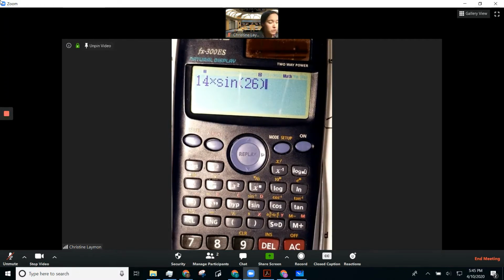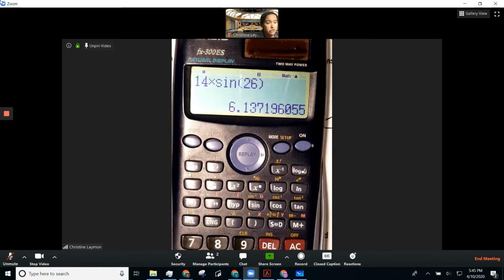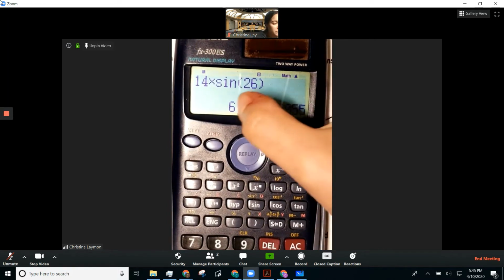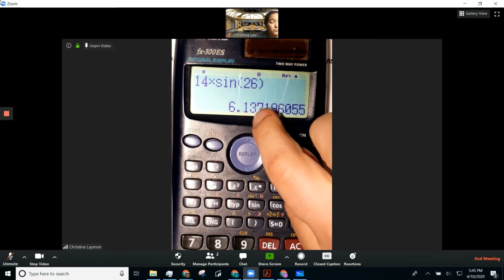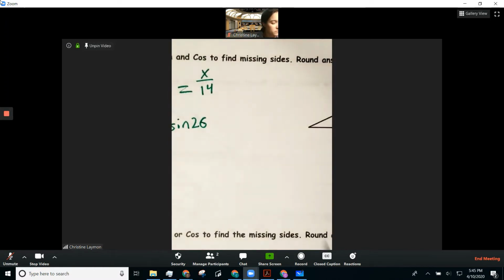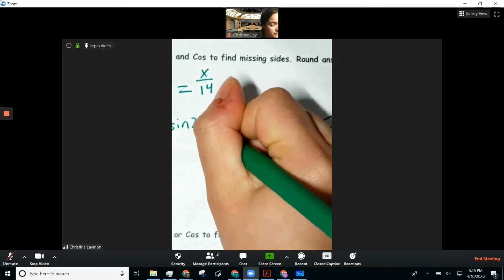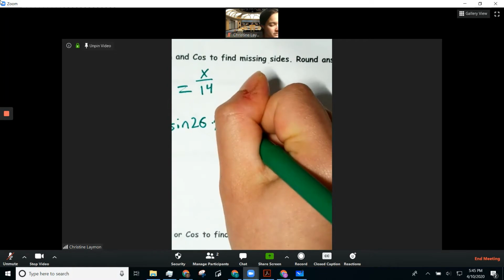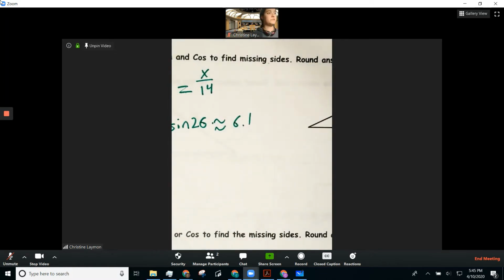So from here, I'm going to go ahead and hit enter, and you should get out a decimal. Now, they asked us to round to the nearest tenth, so I have 6.13, the nearest tenth. I check the 3. The 3 is less than 5, therefore the 1 stays. So my end answer for x is 6.1. So this is approximately 6.1, like that. Go ahead and zoom out again.